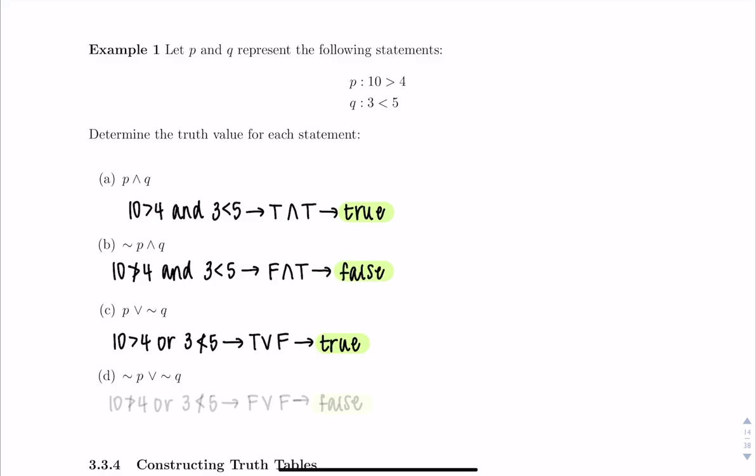And the last one, not P or not Q. So 10 is not greater than 4, or 3 is not less than 5. So this is a false statement or a false statement, and the only time a disjunction is false is when they both are false. And so this is also false because none of them are true.